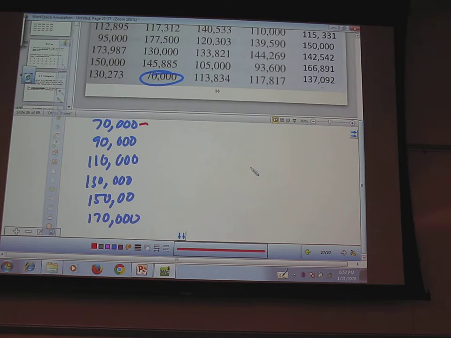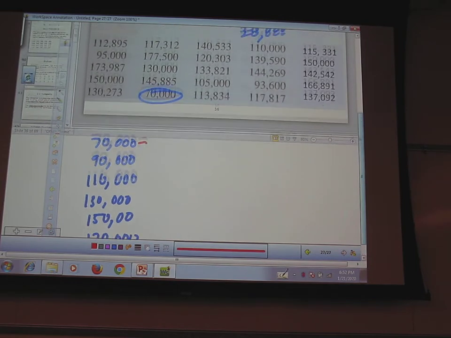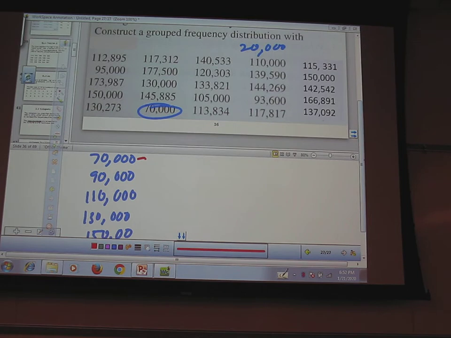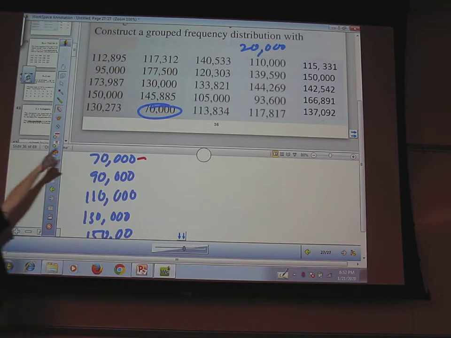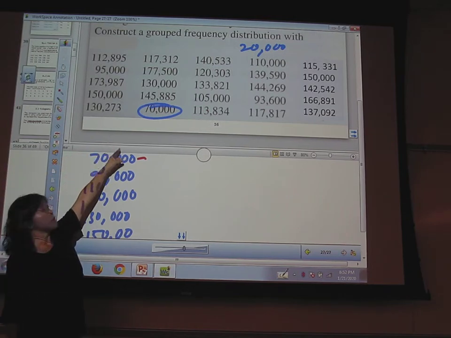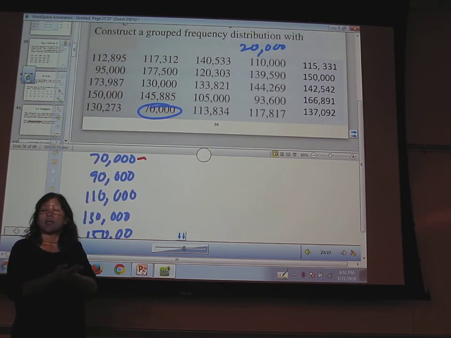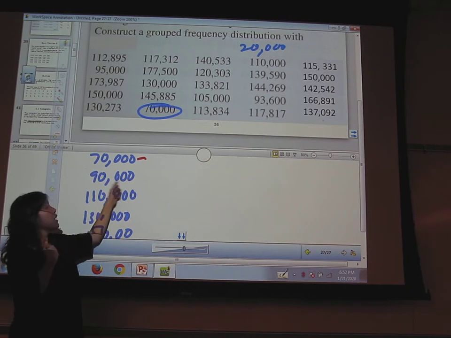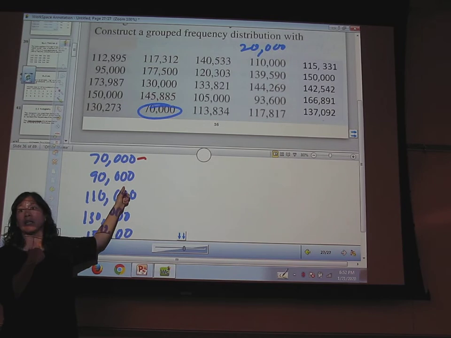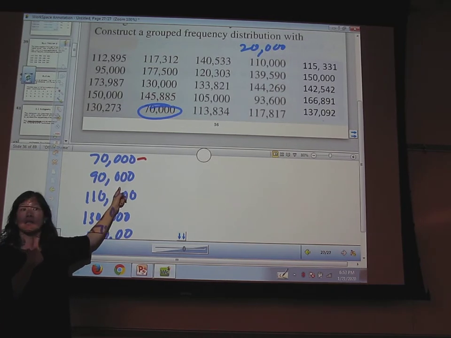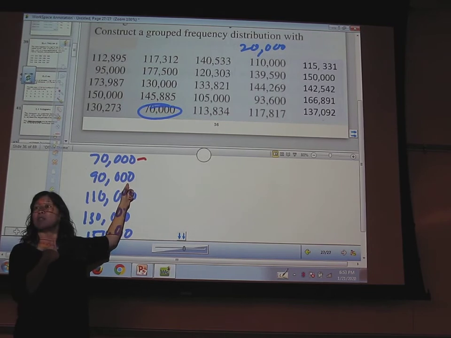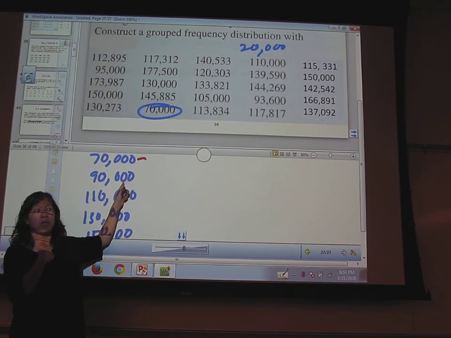So here's the deal. What's my data in? Is my data rounded to the nearest thousand? No. If my data was rounded to the nearest thousand, then I'd go 89,000. Everybody see that? But it's not. My data is rounded to the nearest what? Ones. So there's dollar. I have some 130,273. It's rounded to the nearest dollar. That means I need to take this and find the thing that's $1 less than it. What's $1 less than this? 89,999. Does that make sense to everybody?